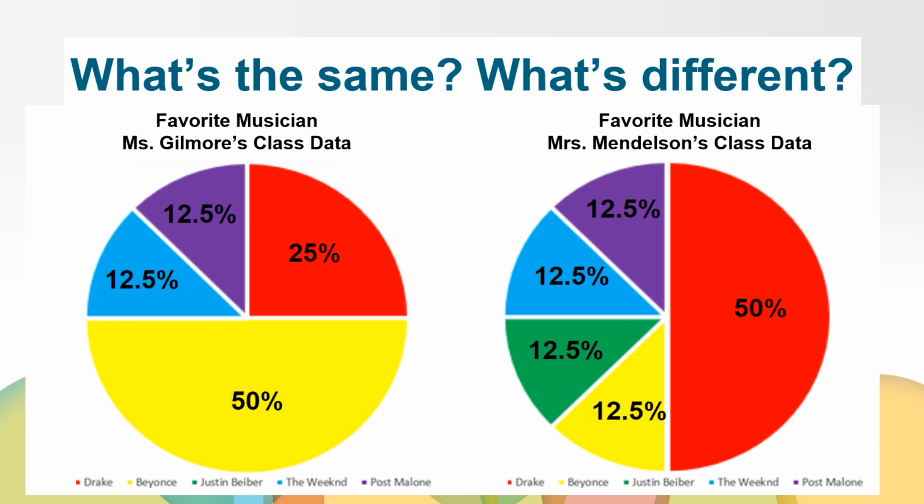Another difference you might have noticed is that Mrs. Mendelson's class represents all 5 musicians, while Miss Gilmore's only represents 4, because no one voted for Justin Bieber. Or maybe you noticed that 25% of the students voted for The Weeknd and Post Malone in Miss Gilmore's class, and any combination of 2 musicians, including Beyonce, Justin Bieber, The Weeknd, or Post Malone, represent 25% of the vote in Mrs. Mendelson's class. Maybe you notice other similarities and differences that I didn't mention, and that's fine too.